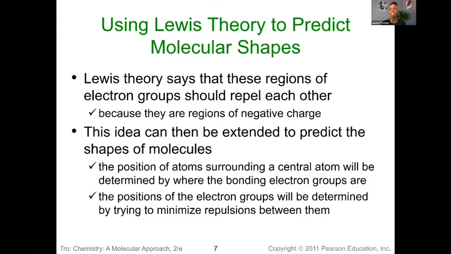So we can use this theory to help us predict the molecular shape of these molecules. What Lewis theory tells us is that these electron groups, remember, they're negative, and so they don't want to be around each other. They're going to orient themselves so that they are as far as possible from each other and repel one another. This idea can now be extended to predict the overall shape of these molecules. It's going to help us predict the overall position of the atoms surrounding the central atom. And ultimately, the goal is to minimize the repulsions happening between these negative electron regions.